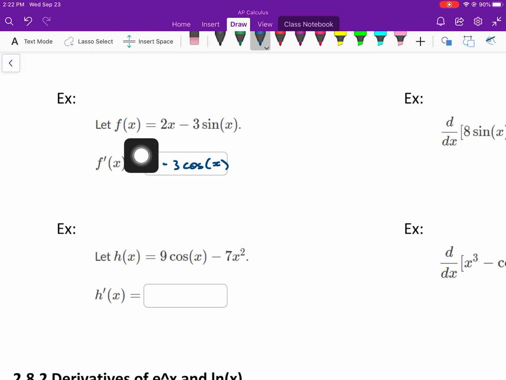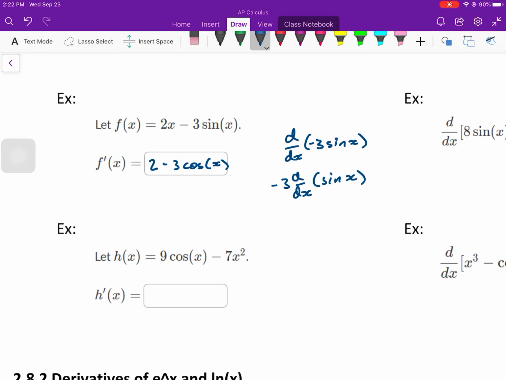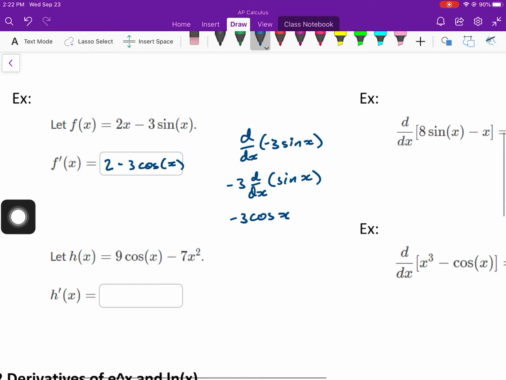Remember that 3 is just a coefficient, so when we're finding the derivative of negative 3 sine of x, we can bring that negative 3 out to the front of it, and then find the derivative of sine. And so, I mean, that's kind of tedious to do each time, so that's why we're not going to do that each time. But just so you can see what's going on there, that 3 gets pulled out to the front, then we take the derivative of sine, which is cosine.